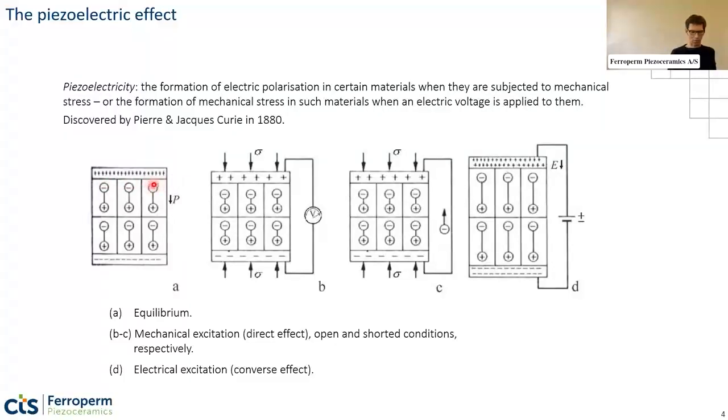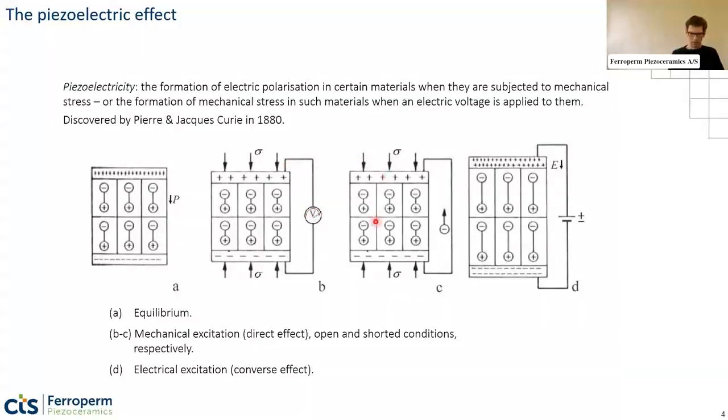You have a number of aligned dipoles, meaning a minus and a plus, a negative ion and a positive ion that are connected, and the direction of the dipole is the same as the direction of the polarization vector. That was the starting point in equilibrium. Then if you apply a mechanical stress, like in this figure, you affect the whole system, and you shorten the dipoles, and the response of the system is that an electric voltage is generated, like you see here.